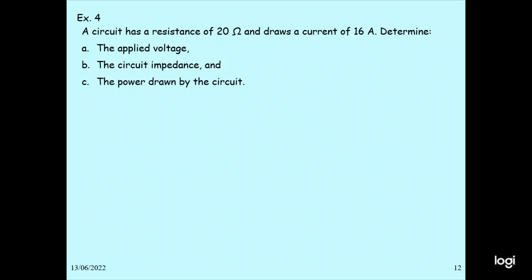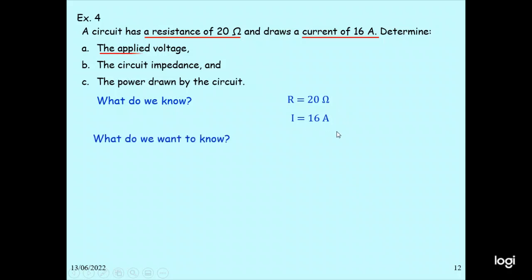The circuit has a resistance of 20 ohm and draws a current of 16 ampere. Determine the applied voltage, circuit impedance, and the power drawn by the circuit. What do we know? We know that resistance is 20 ohm, current is 16 ampere. What do we want to know?